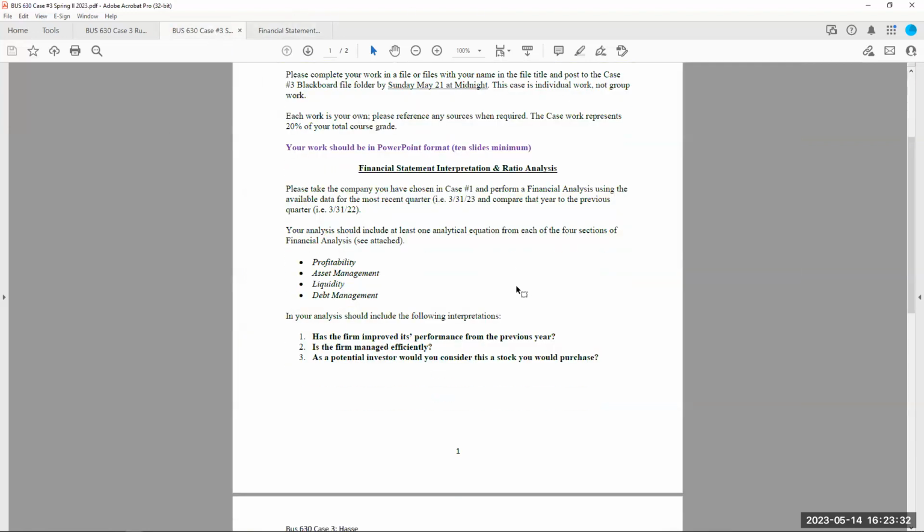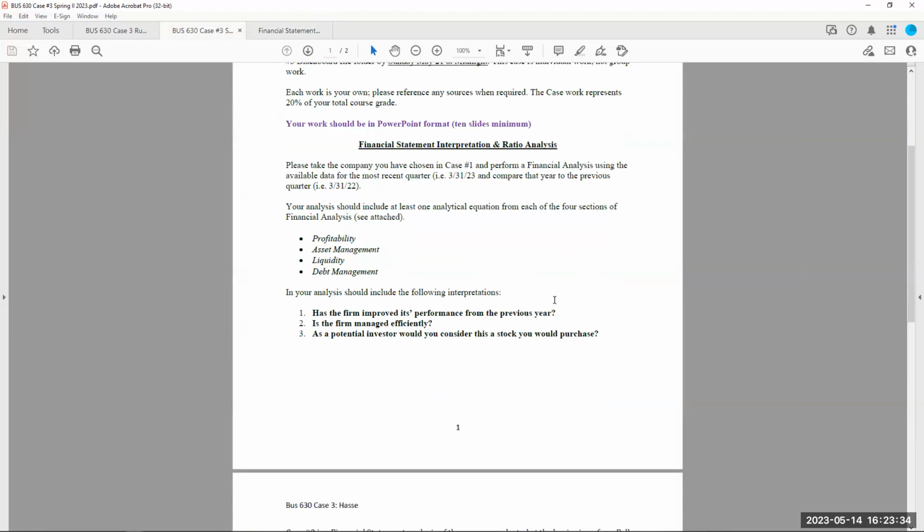Once you do that, your analysis should include the following interpretations of that data. Has the firm improved its performance from the previous year? Is the firm managed efficiently? And as a potential investor, would you consider this a stock you would purchase? So you use these 4 analyses. You should answer the first 2 questions for each of the 4 analyses. And the third question should be answered after you review all of them: would you consider this a stock you would purchase?